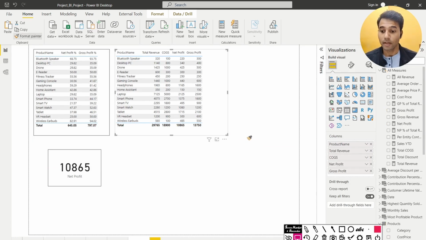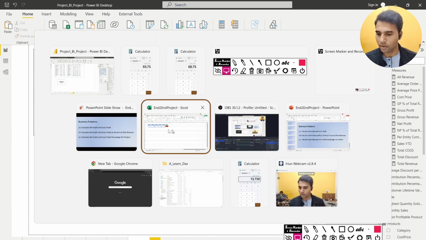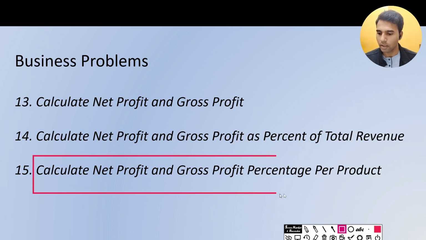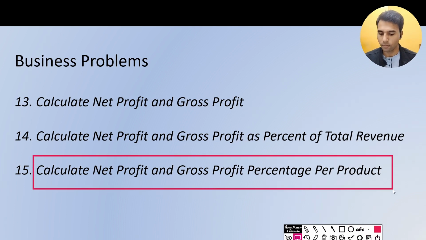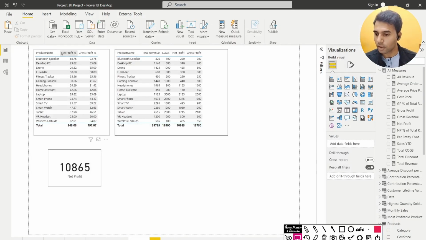So this brings us to the end of this demonstration because we have covered the three questions. Have we calculated net profit and gross profit percentage per product? And what do we have? We have the product net profit percentage and gross profit percentage. Yeah, we have covered everything. So this brings us to the end of this demonstration.